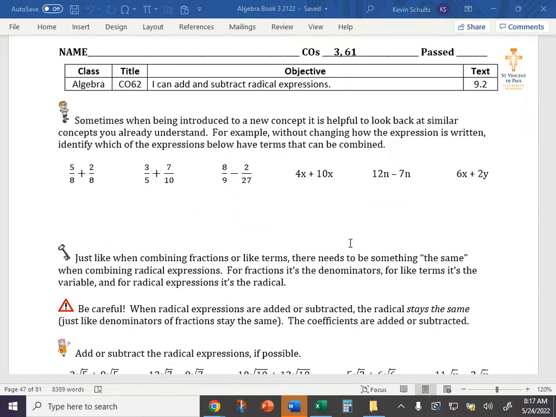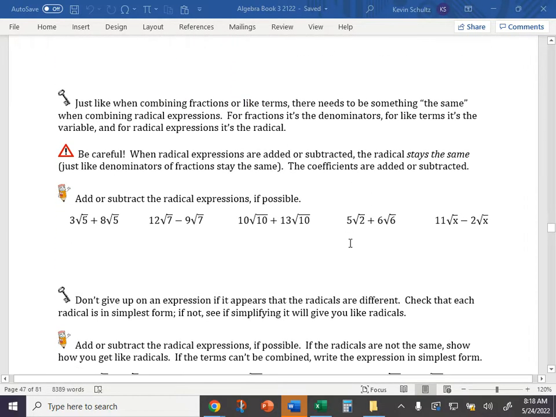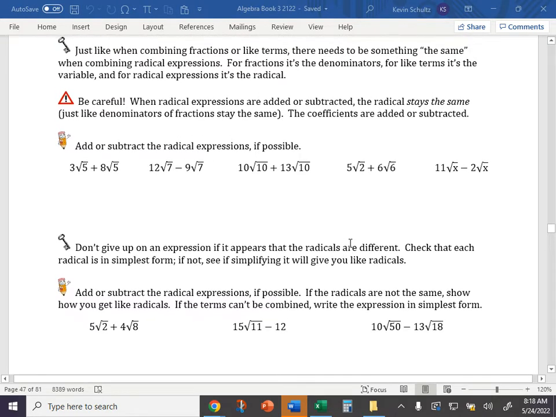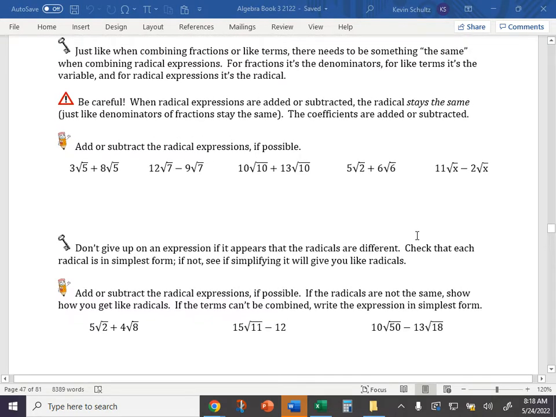And if I ask you for 3 root 5 plus 8 root 5, just thinking about what we just talked about with fractions and combining like terms, what do you think this would be? Burgess, what do you think? 3 root 5 plus 8 root 5. Just what's your gut tell you? 11 root 5. And you would be correct.